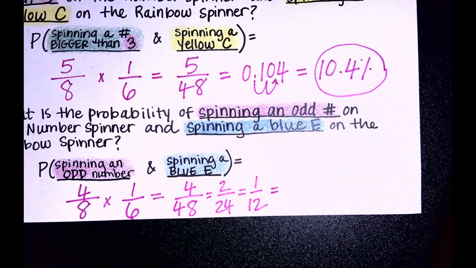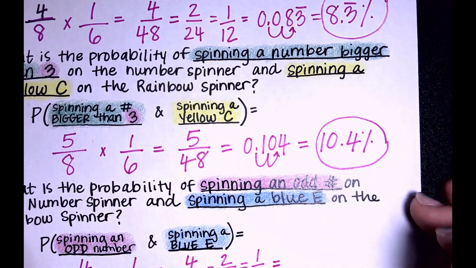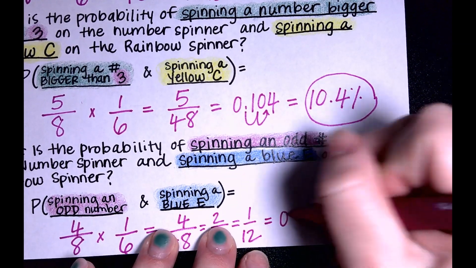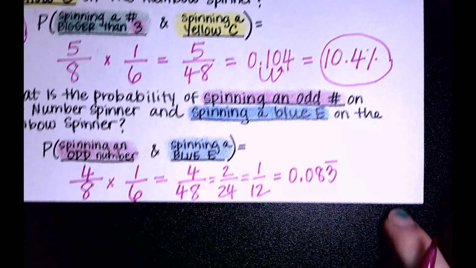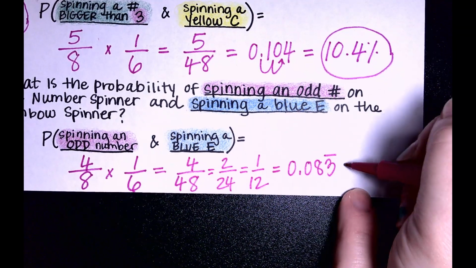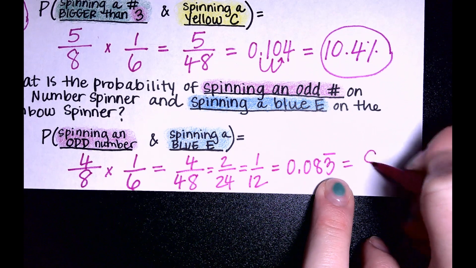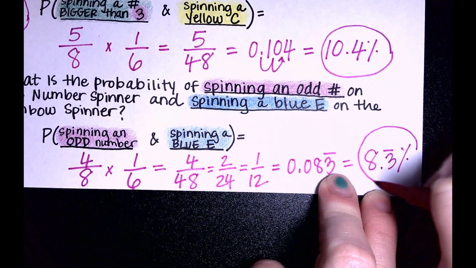Our decimal, same as on number 1, 0.083 repeating. And then one last thing, what's our percentage? 8.3 repeating. Perfect. 8.3 repeating percent.